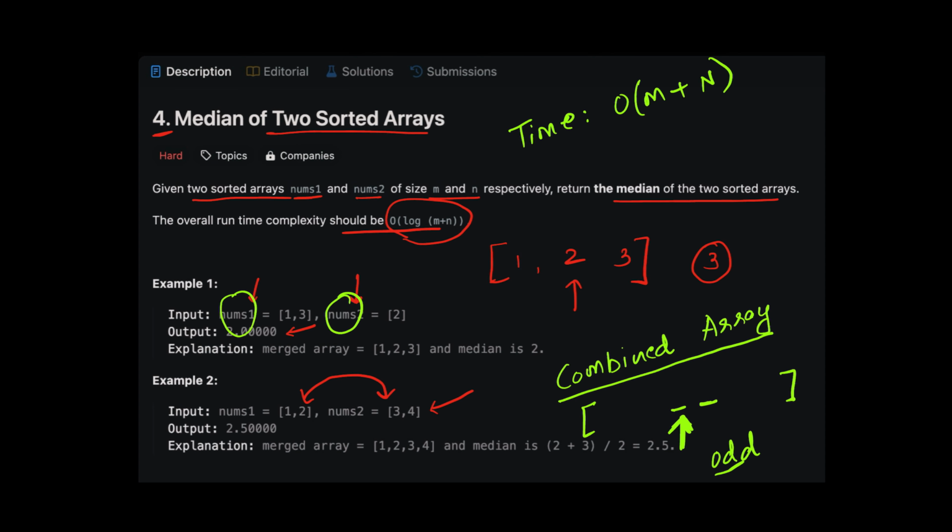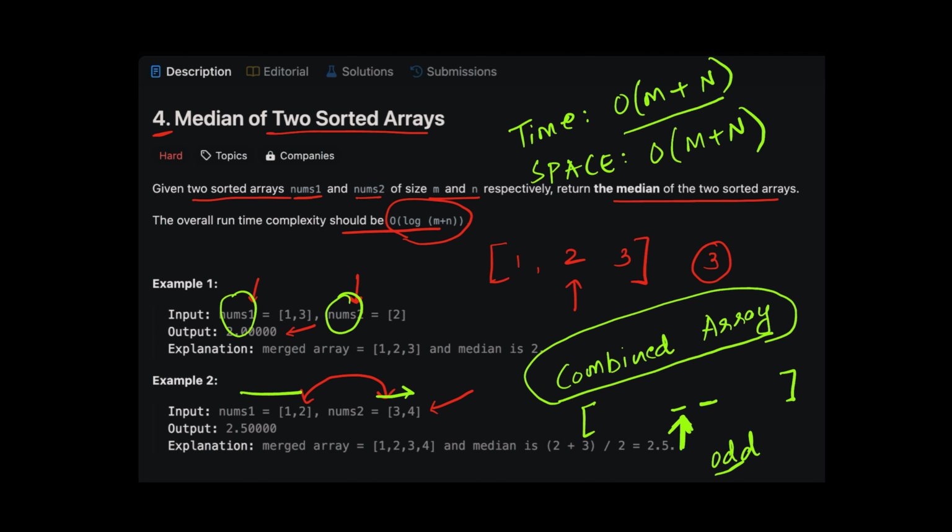But with this solution, our time complexity will be O of m plus n, as we are running the iteration on both nums1 and nums2 to build the combined array. And the space complexity is also going to be the same, as we are creating a combined array of all of the elements in nums1 and nums2.